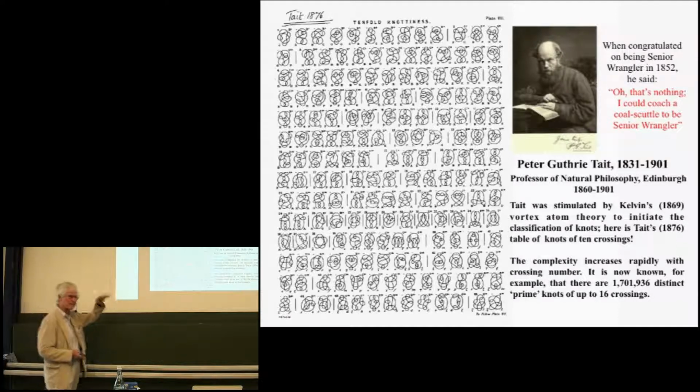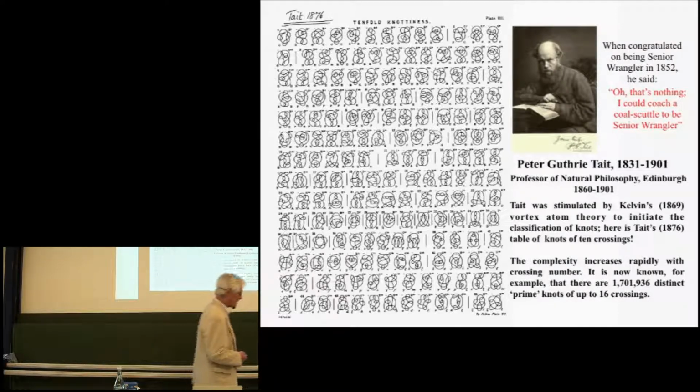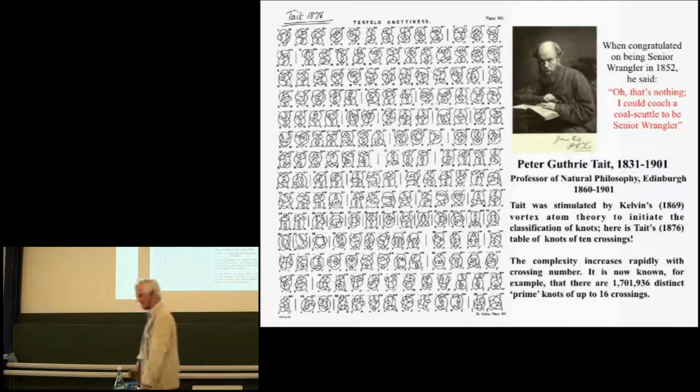That means he came top of the maths class in the mathematical tripos, senior wrangler. And there was tremendous competition at that time to be senior wrangler, to become top. But he is alleged to have made this statement afterwards. "That's nothing," he said. "I could coach a coal scuttle to be a senior wrangler." Every undergraduate room in those days would have a coal scuttle, a container for coal, open fire. It was the only heating in those days. He could coach his coal scuttle to be senior wrangler, is what he said.